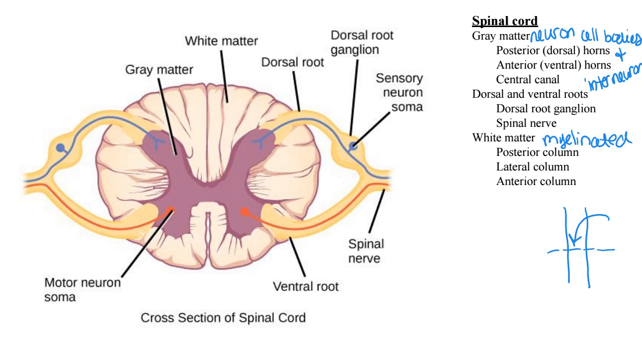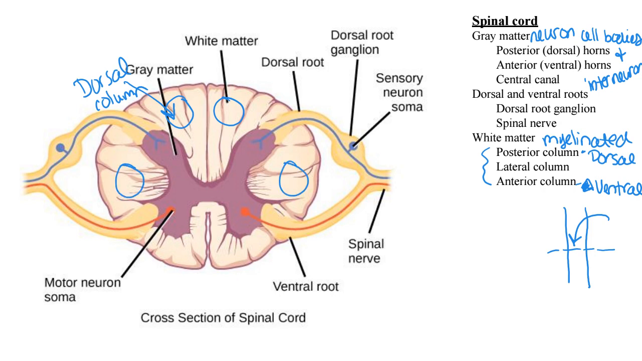Okay, so the white matter is broken up into columns. You can see this here on our structure list. The white matter is broken into posterior or dorsal columns, lateral columns, and then anterior or ventral columns. And those are just regions of the white matter. So for instance, our dorsal columns are going to be in the back, the posterior side. So there's our dorsal column. Lateral columns would be located laterally on the edges. So there's a lateral column. And then the ventral columns are located down in the front.